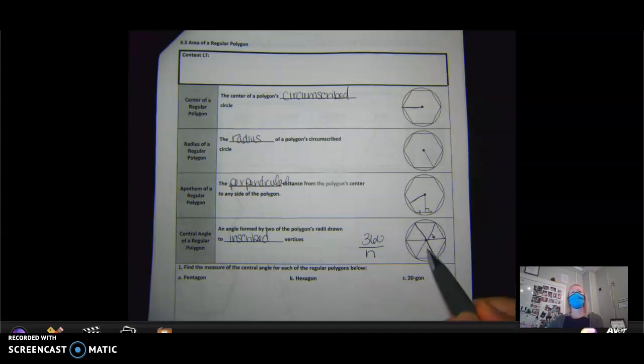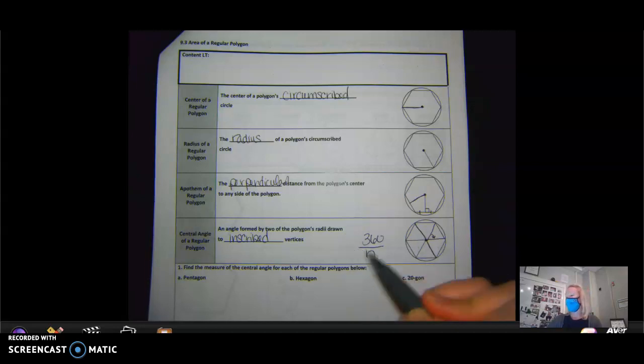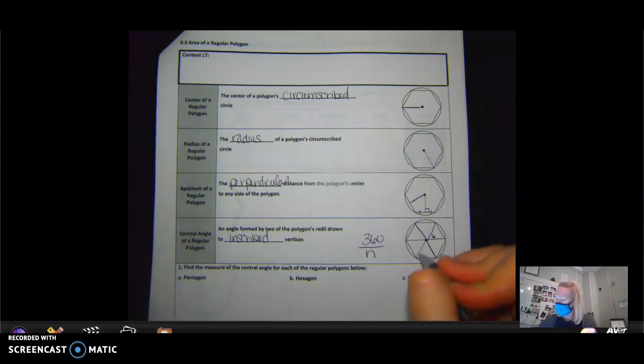So what's a 6-sided regular polygon called? Who knows? Hexagon. So if I give you a hexagon, we know that's how many sides? 6. So how many central angles would it have? So I do 360 divided by 6. That would give me this 1. How many degrees is that 1? 60. Okay. This is 60 degrees, right?